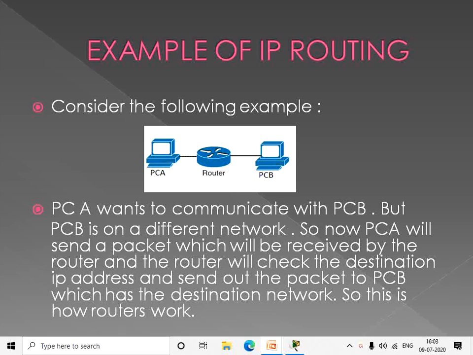Example of IP routing. Here we have two PCs and a router. PC A and PC B want to communicate to each other, but PC B is on a different network. So now PC A will send a packet which will be received by the router, and the router will check the destination IP address and send out the packet to PC B, which has the destination network. So this is how routers work.